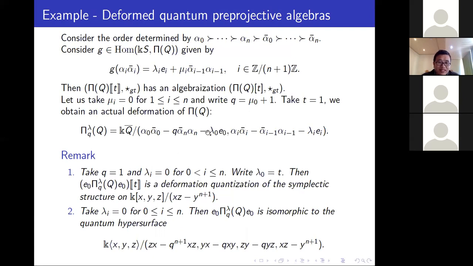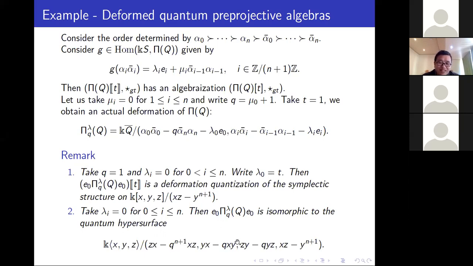We can also, now if we take lambda I to be 0 for all I from 0 to n, this means here we have no PBW deformations, because here is 0 and 0. And we take arbitrary Q. And then we still look at the algebra around the vertex E0. And you will check that this algebra actually is isomorphic to the quantum hypersurface here. So this is a non-commutative algebra, because, sorry, if Q is not 1.